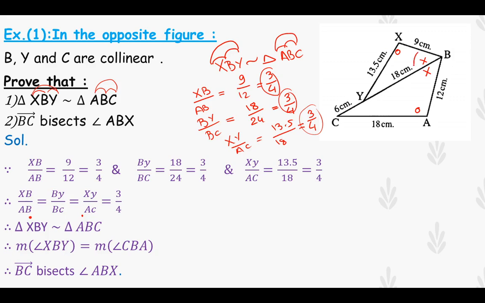So here the two angles are equal in measure. That is to say that ray BC bisects angle XBA, which is the second requirement. Okay? So now from similarity we have measure of angle XBY equals measure of angle ABC. So BC bisects angle ABX. Okay, let's go to another example.